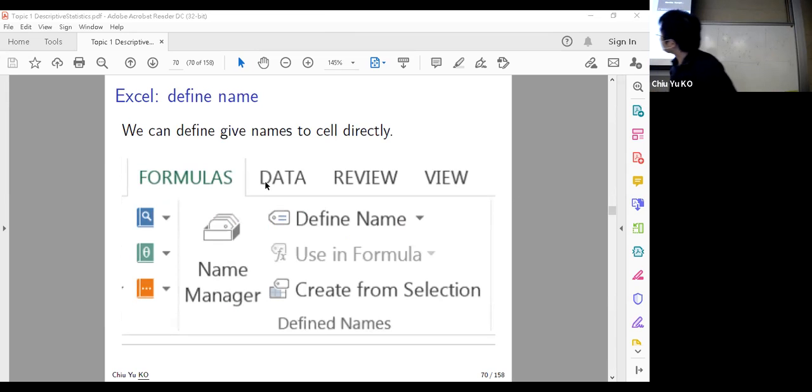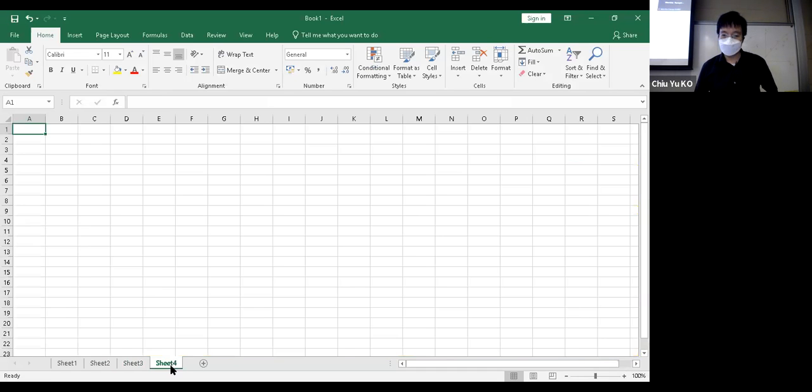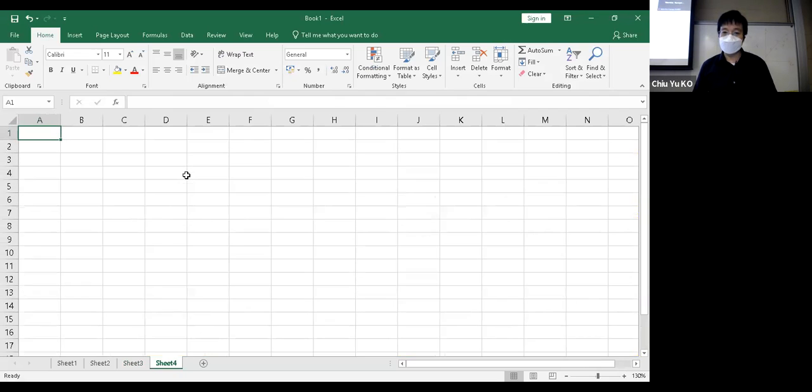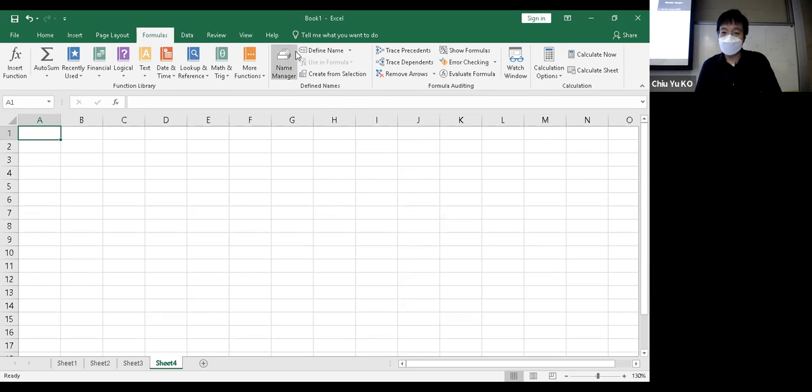Now the next thing is I want to show you a minor skill in Excel, which is to give names. Go to Formula, Define Name, and it will be very useful. Let me open another sheet. Okay, so where is the thing? Go to the Formula tab. There's what we call Define Name and Name Manager here.